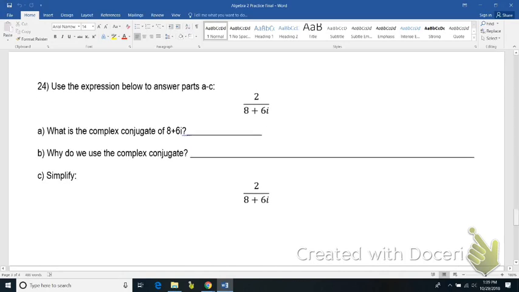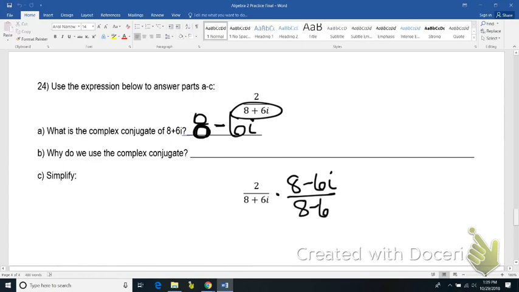24. These are back to imaginary problems, and this is division. So complex conjugate of 8 plus 6i, what's the only thing I change? The symbol in between them, right? The operation. So instead of 8 plus, it's 8 minus. Basically, they're asking you, what are we going to multiply both the top and bottom by? 8 minus 6i. Yep.